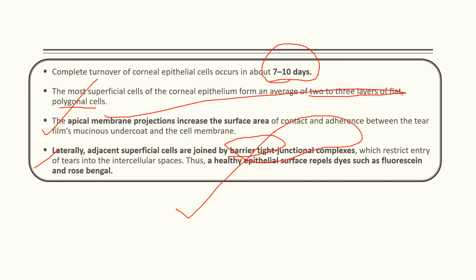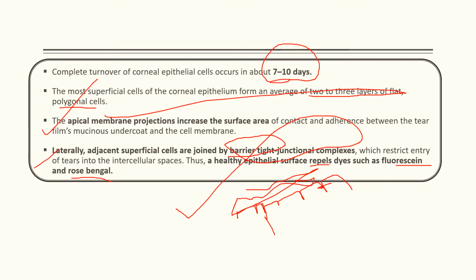Now if these are the epithelial cells, and these are joined by the tight junctional complexes, what they do is restrict entry of tears into the intercellular spaces. Now there is free flowing water. So water will try to enter inside the cells or between the cells. But since there are tight junctions between them, the water above it cannot enter into the cornea. Thus a healthy epithelial surface repels dyes like fluorescein and rose bengal.